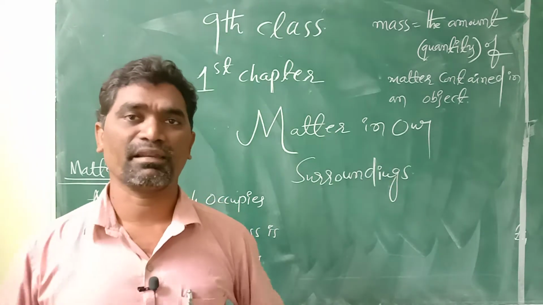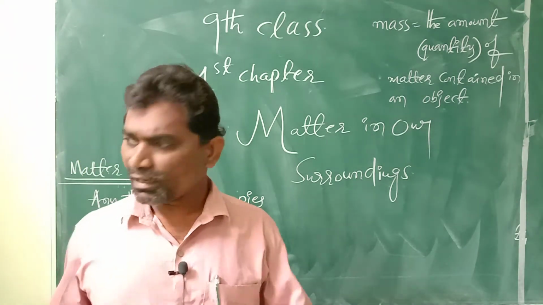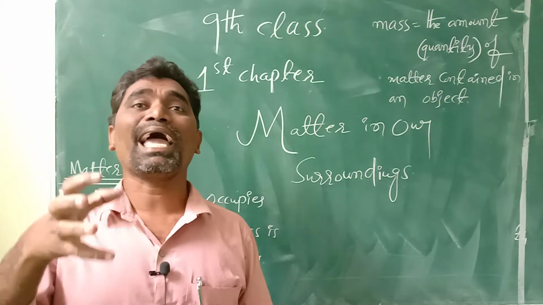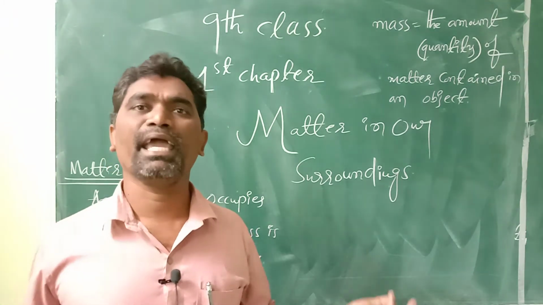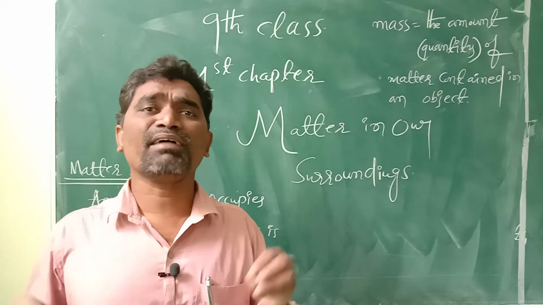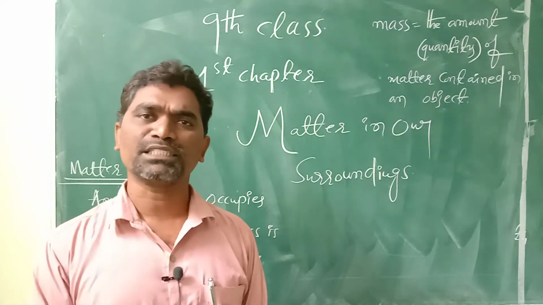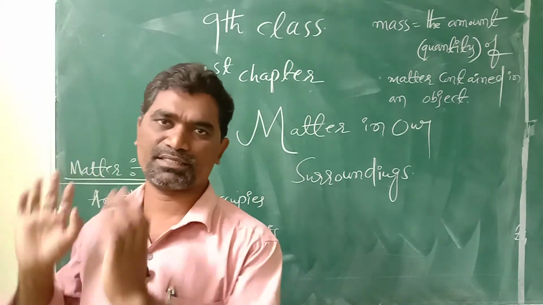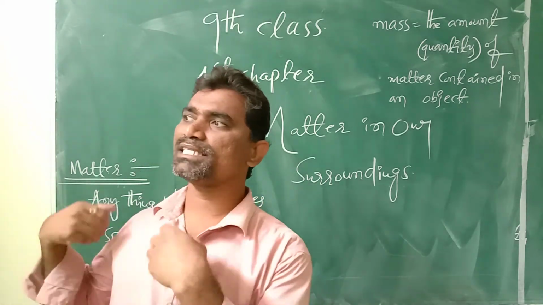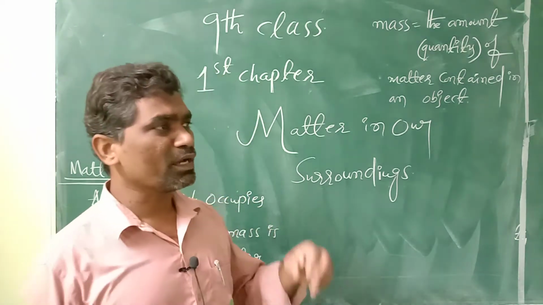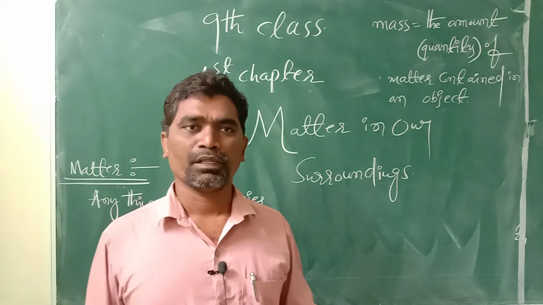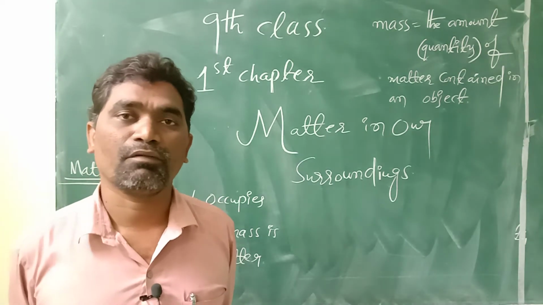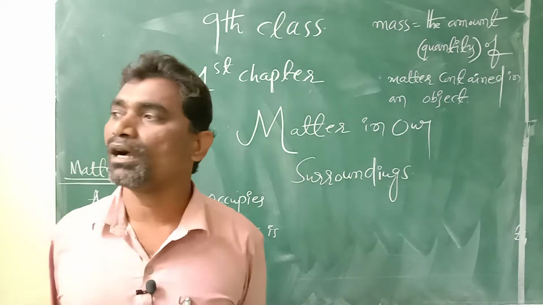For example, air is around us. Air occupies space and air has mass, so even air is considered matter. That is why in the universe everything is matter, because everything occupies space and everything has mass.